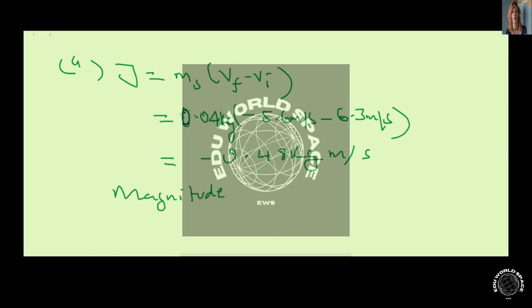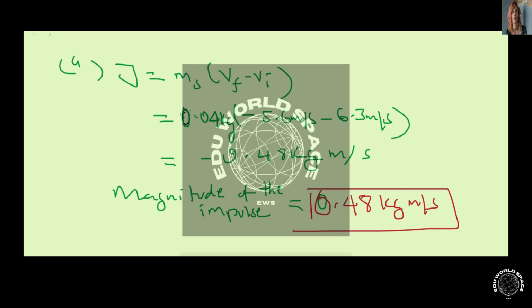So the magnitude of the impulse is 0.48 kilogram meters per second. That's the magnitude of the impulse.